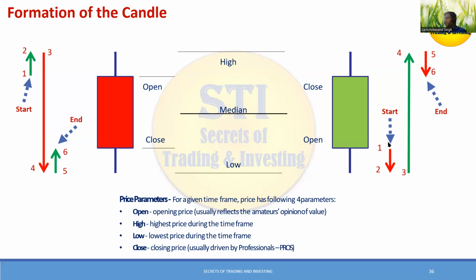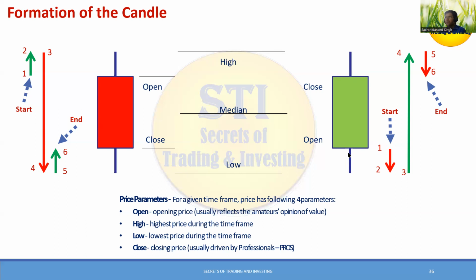So from the starting point to the end point, this makes the body of the green candle, and any price movement below the starting point and above the end point makes the lower wick and upper wick of the candle. This is the easiest way to understand the bearish candle formation and the bullish candle formation along with the wick.